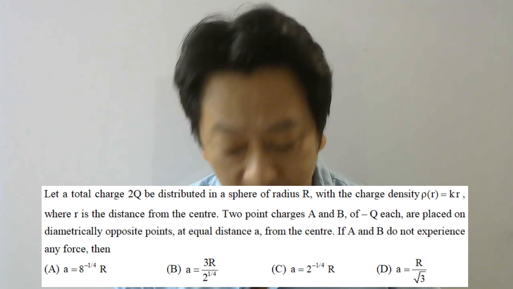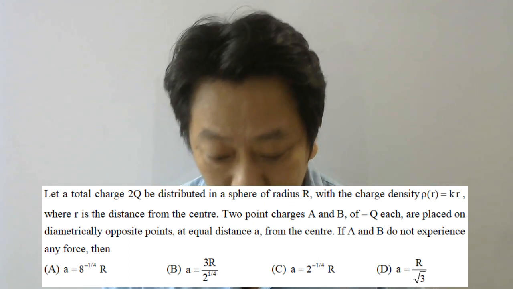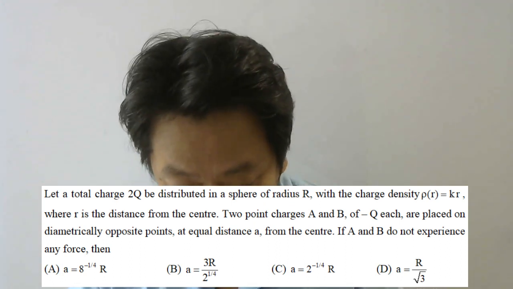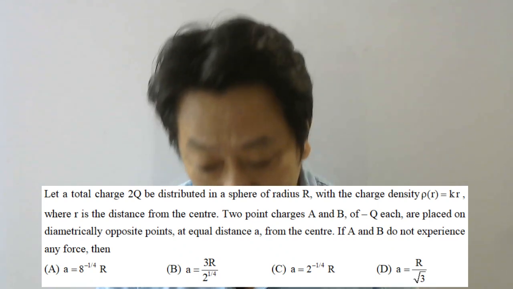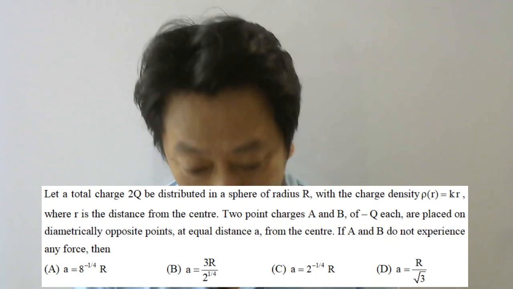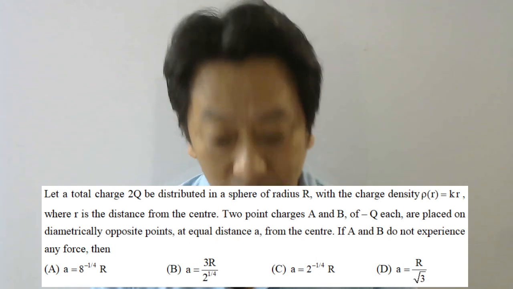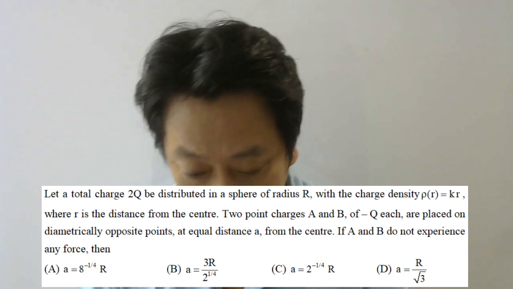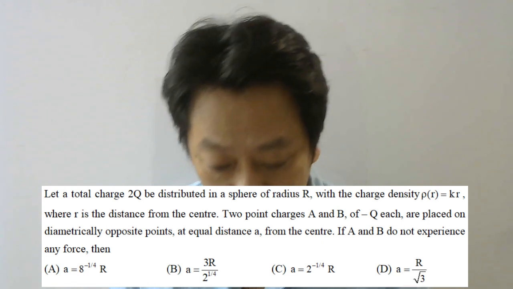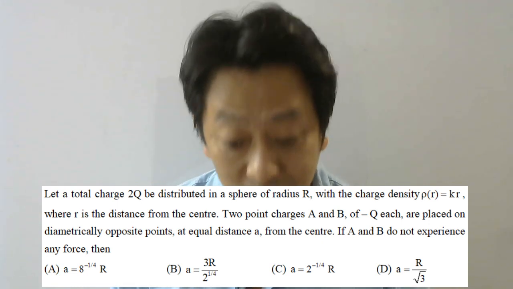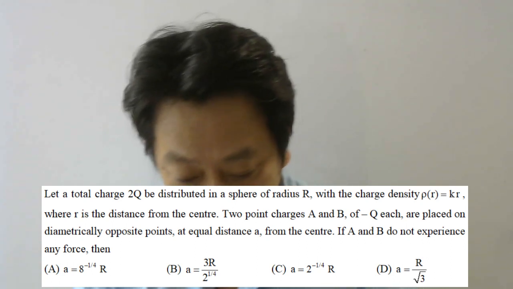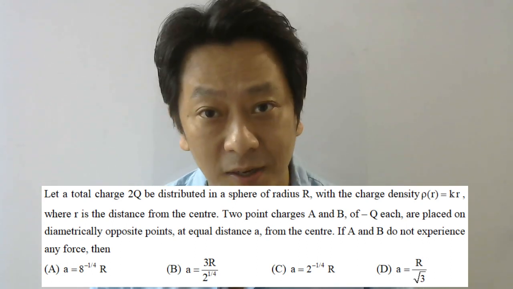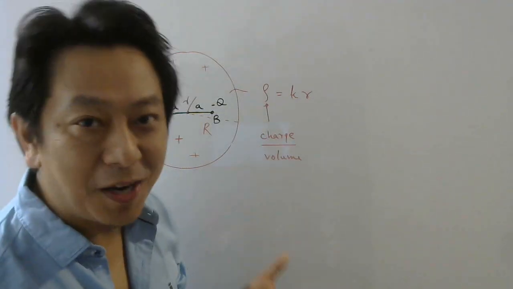Two charges A and B of minus q each are placed on diametrically opposite points at equal distance small a from the center. If capital A and capital B, meaning the two charges, do not experience any force, then we need to find the relation between small a and capital R. So this diagram explains the question.